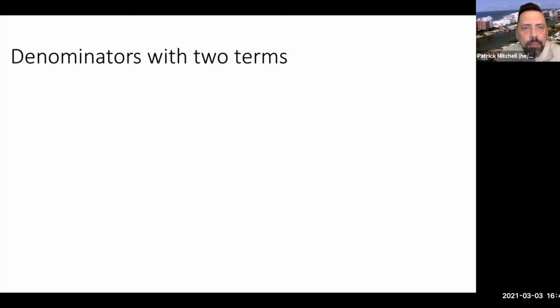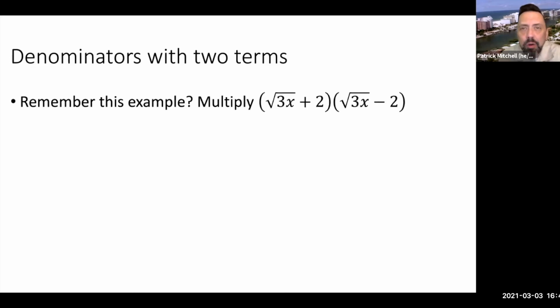All right, so that brings us to rationalizing denominators with two terms. You remember this example a couple sections back, we multiplied the square root of 3x plus 2 times the square root of 3x minus 2. Let's look back at that example right now.